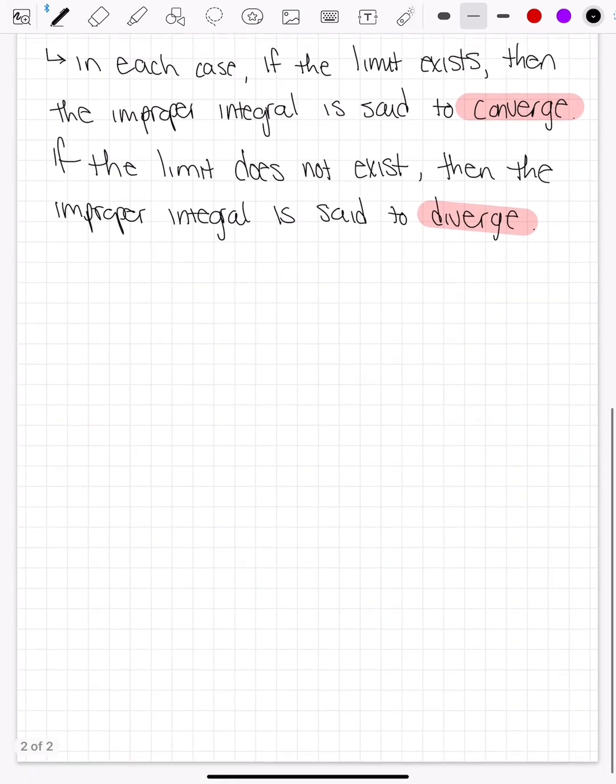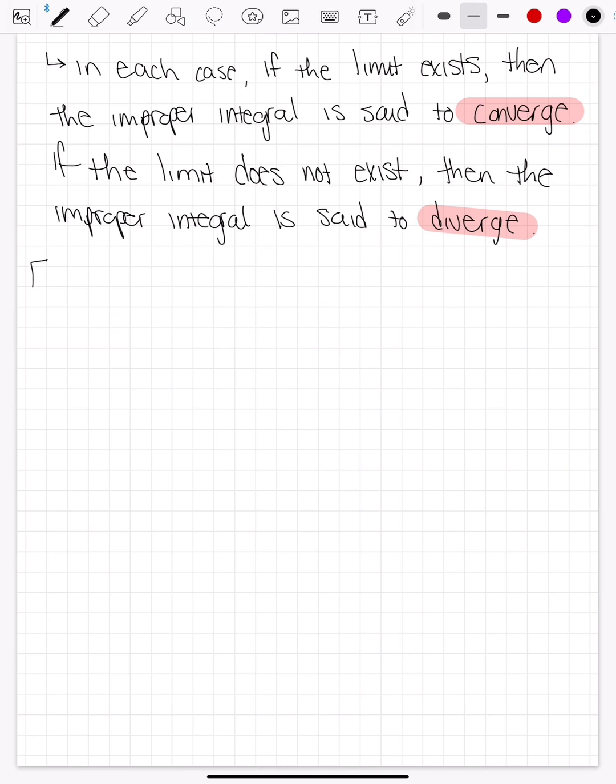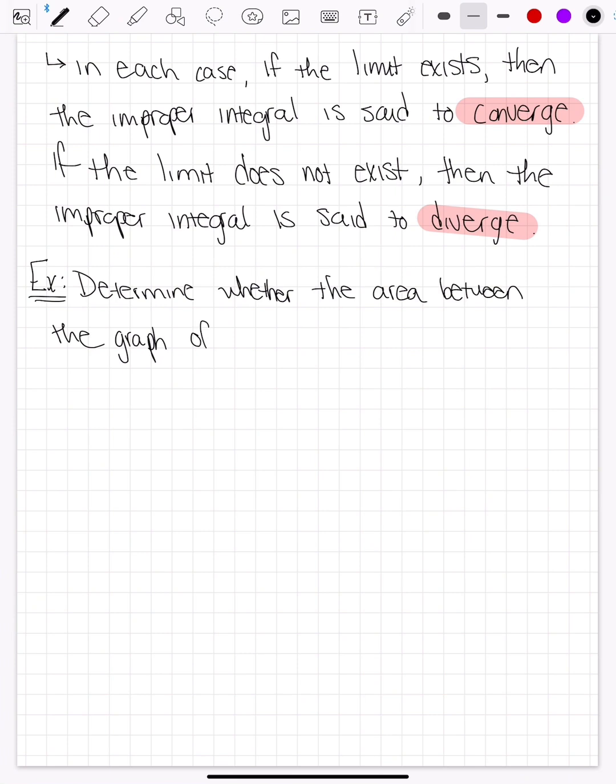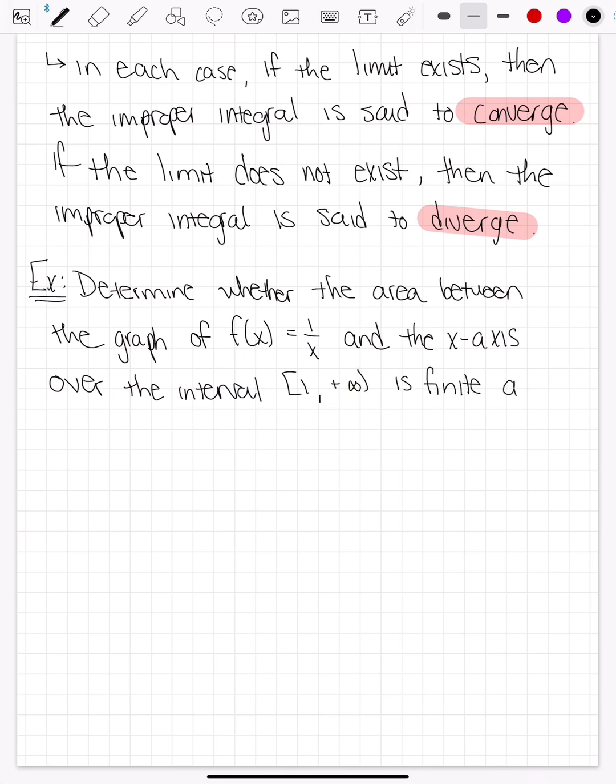So the first example that we're gonna do says to determine whether the area between the graph of f of x equaling 1 over x and the x-axis, so that's the definite integral, remember, between the curve and the x-axis, so don't let that trip you up, over the interval 1 to infinity is finite or infinite.